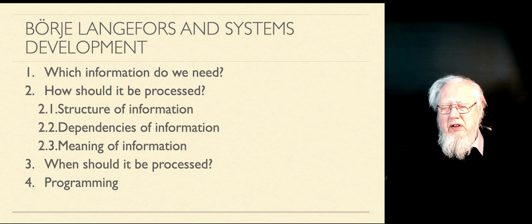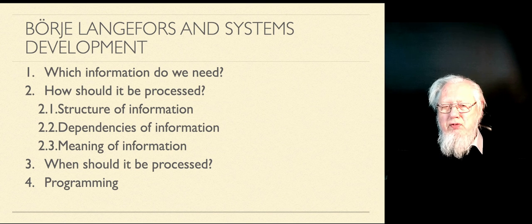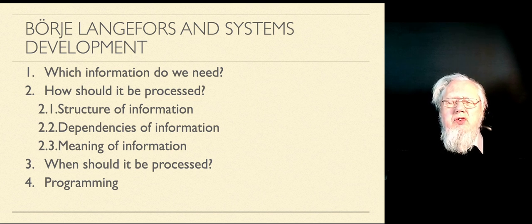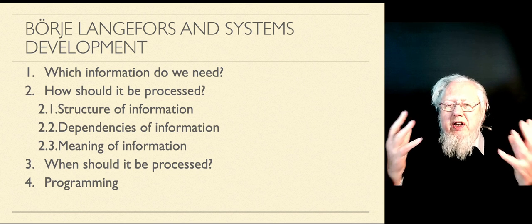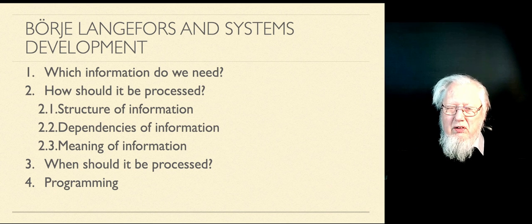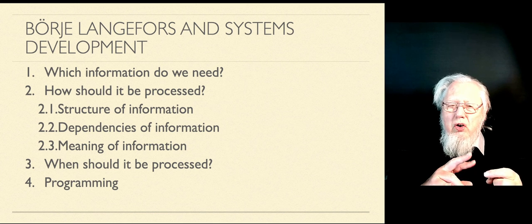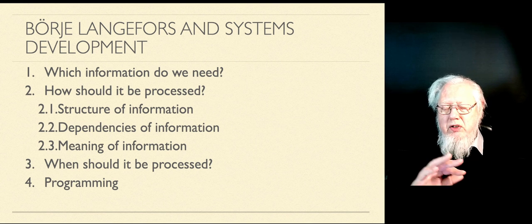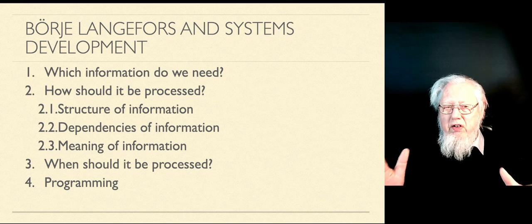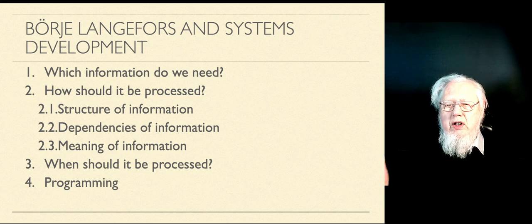Börje realized that when developing administrative systems, you can't start just programming. You have to do a lot of things before. You have to ask yourself, which information do we need in this system? And of course, how should it be processed? And processed means, what is the structure of information? What are the dependencies between different information sets? What is the meaning of information? Very important. And when should it be processed?